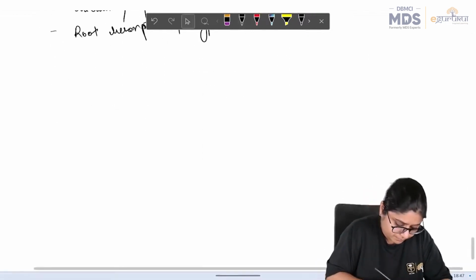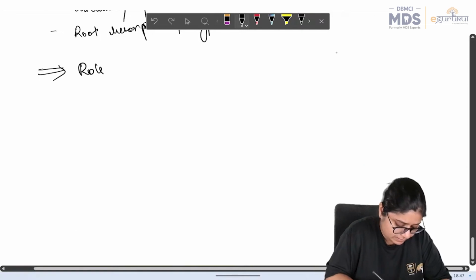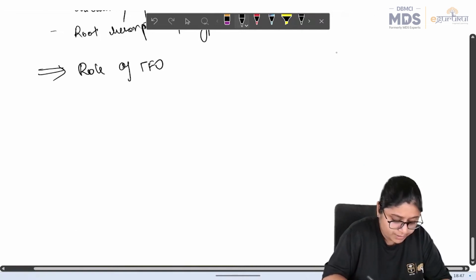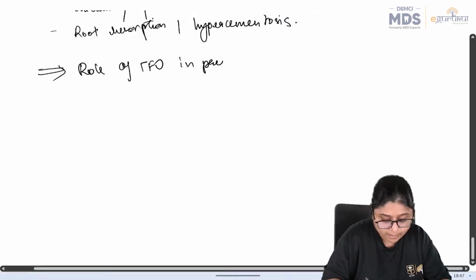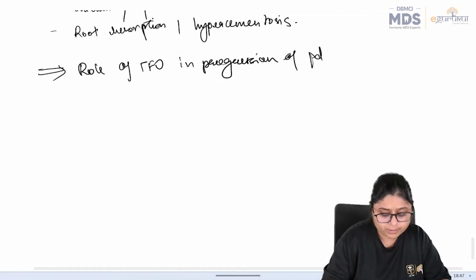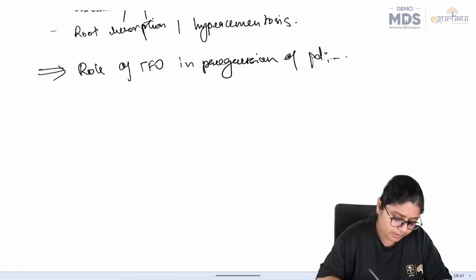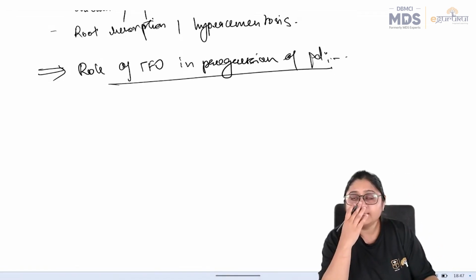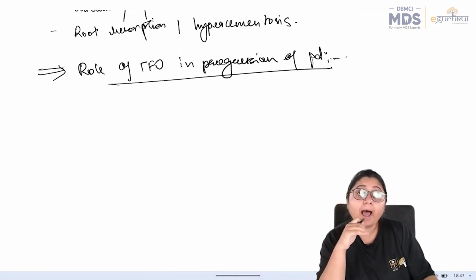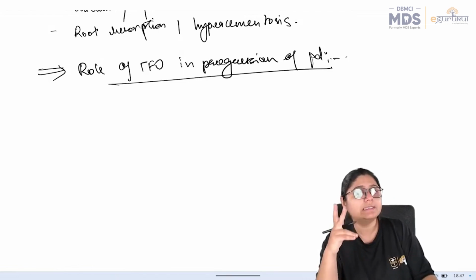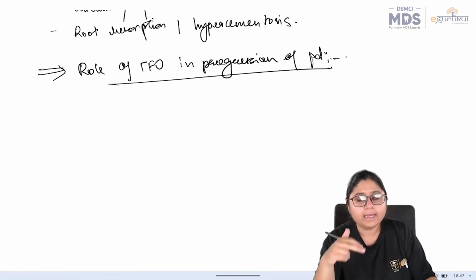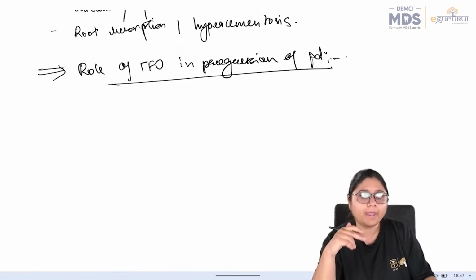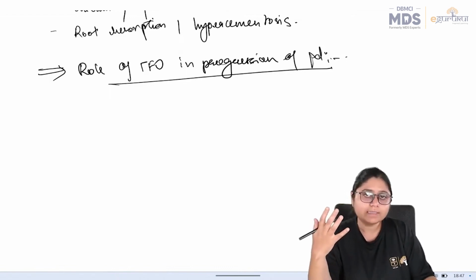Now let us see the role of TFO in progression of periodontal disease. Because of periodontal disease, it is seen that there is a change in the pathway of inflammation. There were two concepts given. One concept was given by Glickman, and the other concept was given by Waerhaug. So let us see what these two concepts are.